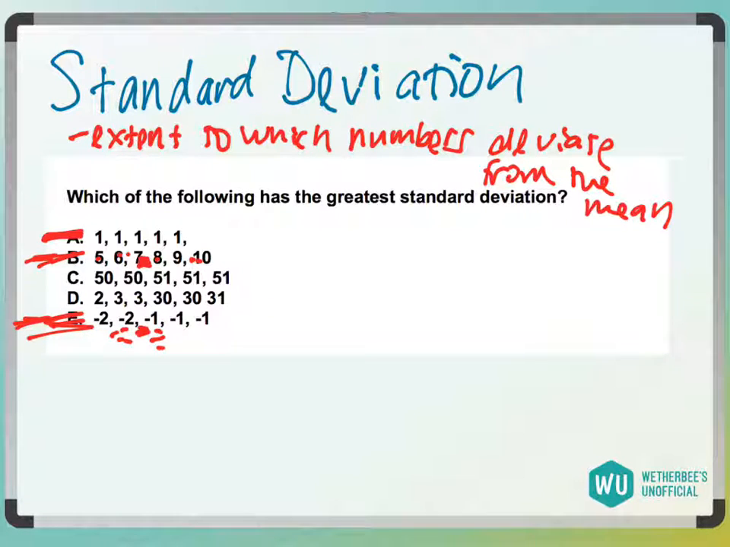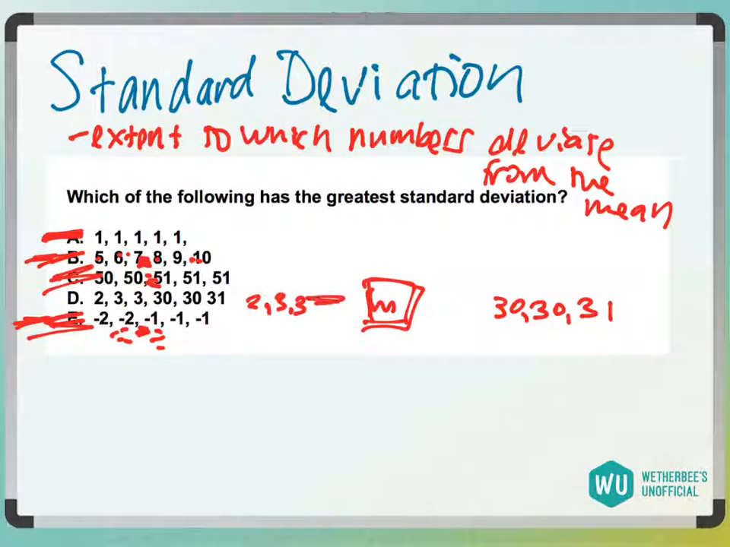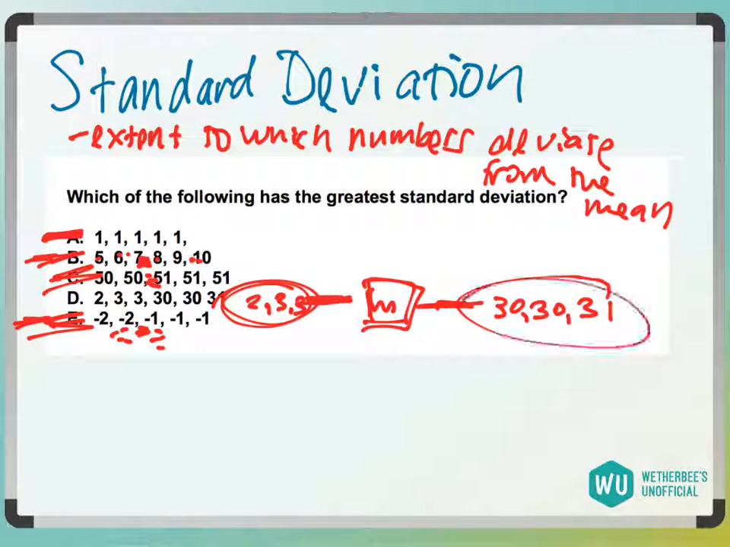So C is kind of going to be the same thing as E. Your mean is going to be somewhere around here, and the numbers are also going to cluster around this mean. But what you're going to get for answer choice D is, you have all these small numbers, a 2 and these 3s, and then you have these two 30s and a 31, and your mean is going to be somewhere in the middle here, and you're going to have this really big gulf between your smaller numbers and your larger numbers. So the biggest deviation from the mean is going to be something like answer choice D.